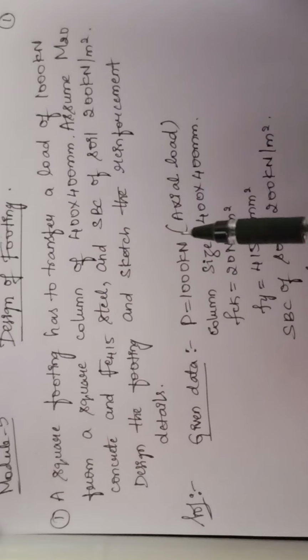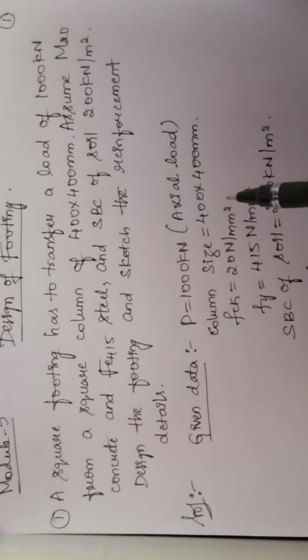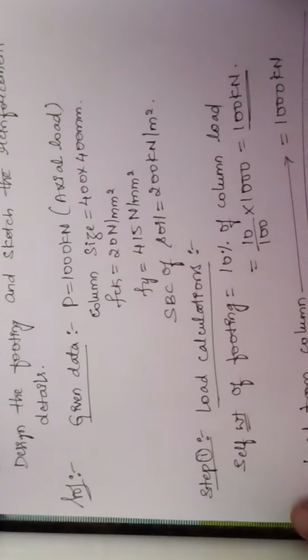Then the grade of the concrete as well as the steel is given to you. Here the value of fck is 20 Newton per mm square and fy is 415 Newton per mm square. Whereas the SBC of soil at which the footing will be resting is given as 200 kilonewton per meter square. Now with this data we have to design the square type of footing. Let us start designing it.